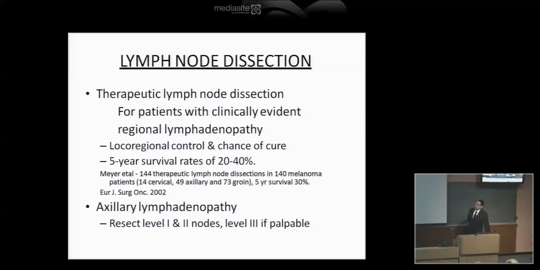Meyer in Germany performed 144 therapeutic lymph node dissections in melanoma patients, and in his series he found a 5-year survival of 30%, irrespective of the stage of the melanoma. Axillary lymphadenectomy involves resection of level 1 and level 2 lymph nodes, and level 3 if they are palpable, the levels of lymph nodes being defined with regards to whether they are medial or lateral or behind the pectoralis minor.